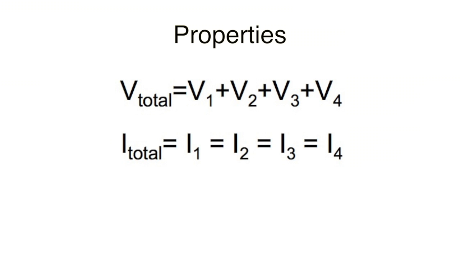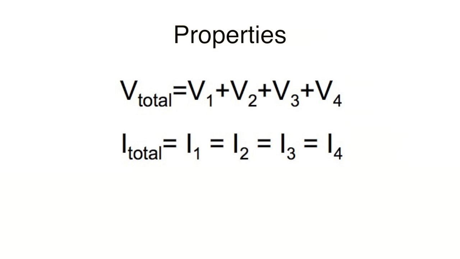Current, on the other hand, does not change in a series circuit. Unlike in a parallel circuit, the current will always remain the same in a series circuit because there is only one direction for the electrons to flow. If we use the current law, I total is equal to I1, which is equal to I2, and equal to I3 and I4, we can see that the current is the same at every point of the circuit.